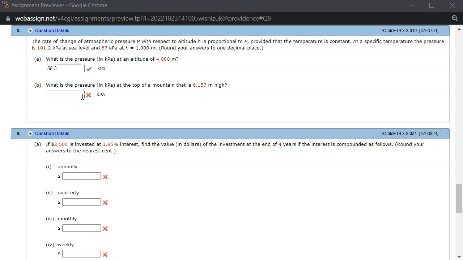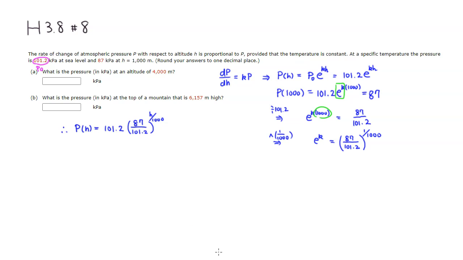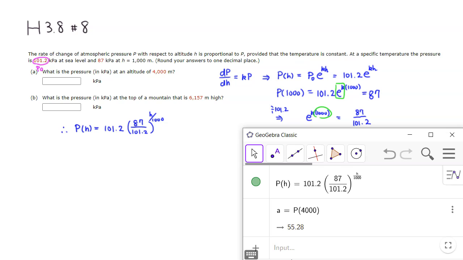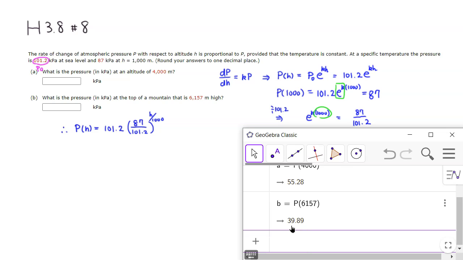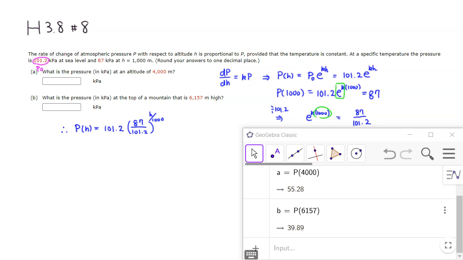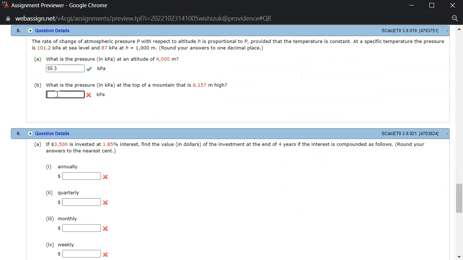Part B is essentially the same problem, just at a different height. So we bring up GeoGebra again and type in P of 6,157. Then we get 39.89, so it's going to be 39.9. I'm going to put that in. All right, let's check the answer.